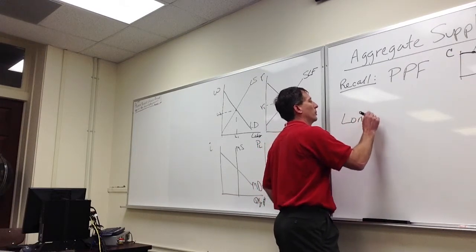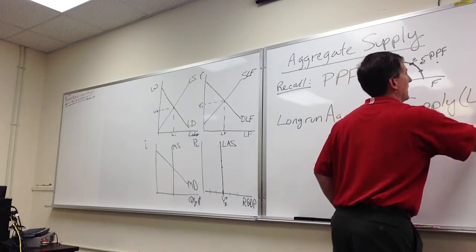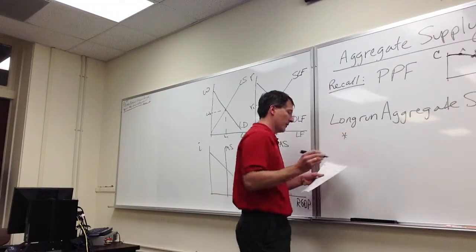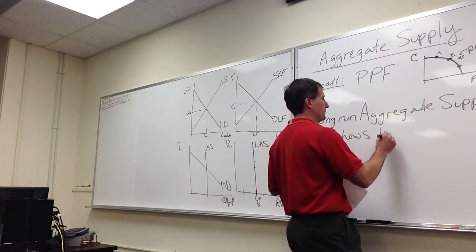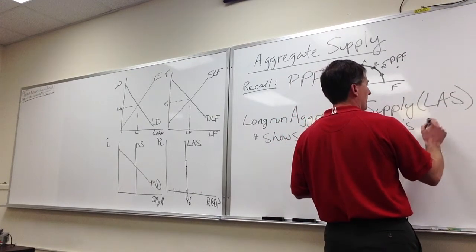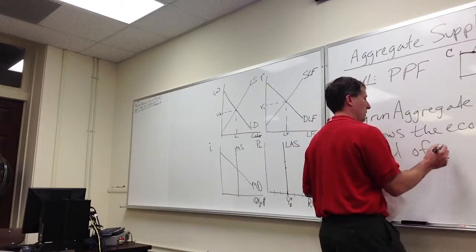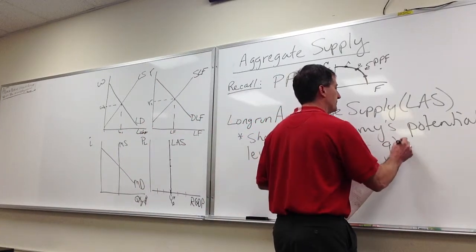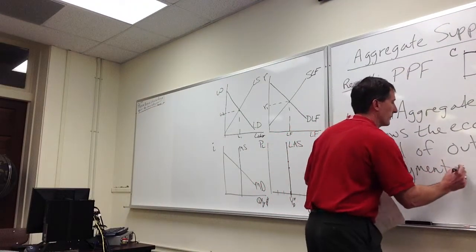Long run aggregate supply, LAS. The long run aggregate supply curve shows the economy's potential level of output given full employment of resources.